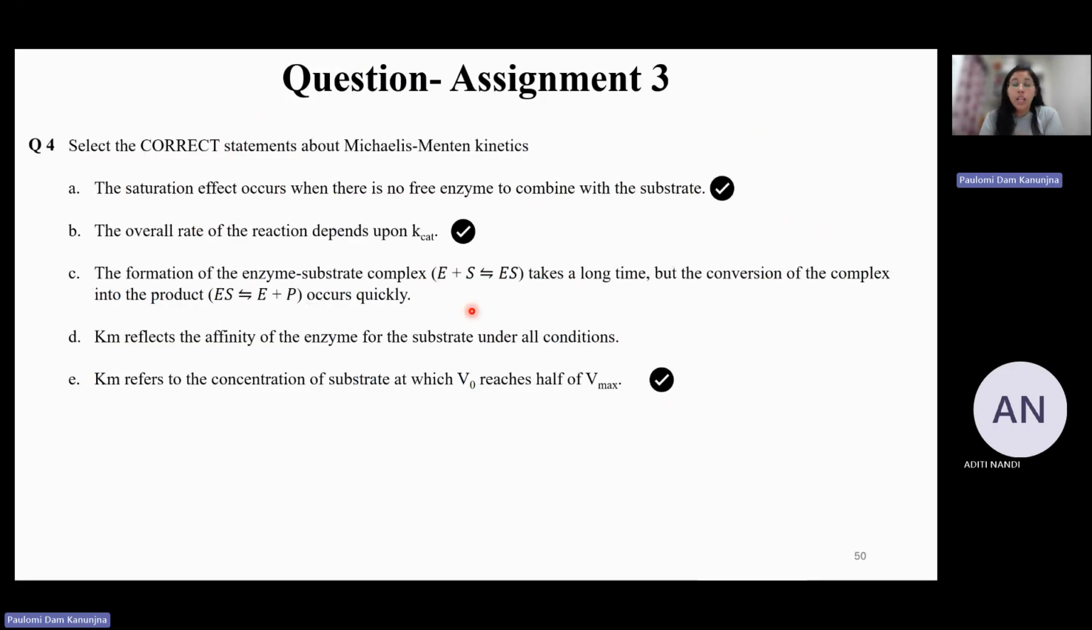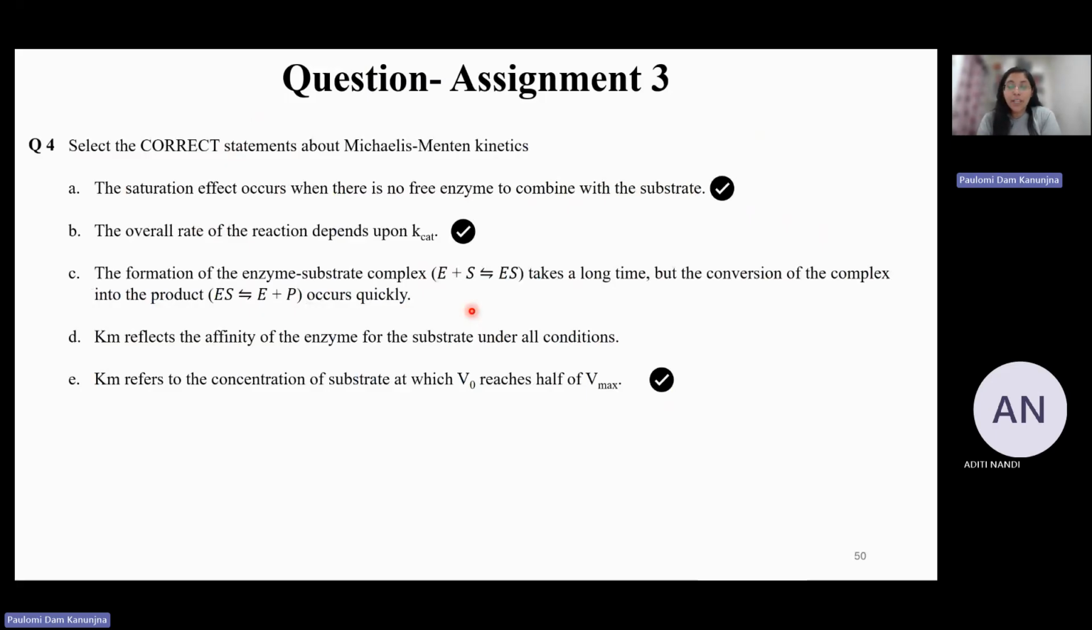I will see why. The first one is, saturation effect occurs when there is no free enzyme to combine with substrate. Makes sense, because if there is no enzyme, then you don't have any more kinetics. Next one, the overall rate depends on the Kcat, or basically the catalytic efficiency, which is correct. The overall rate also depends on the total enzyme concentration. Both of them contribute, not just Kcat.